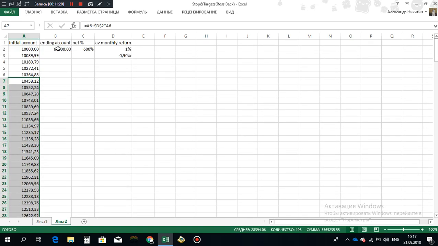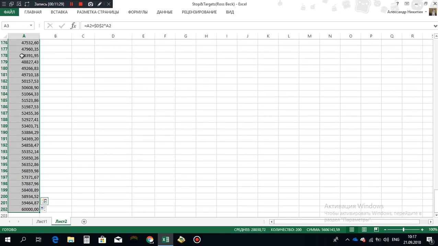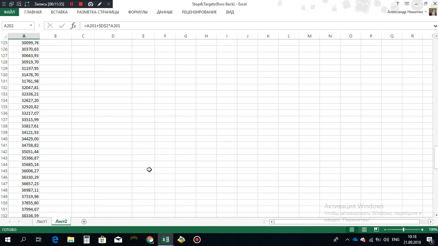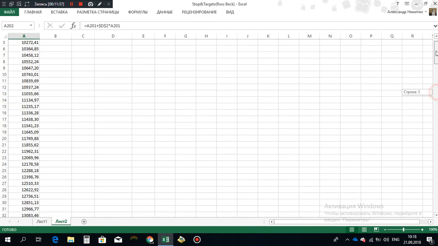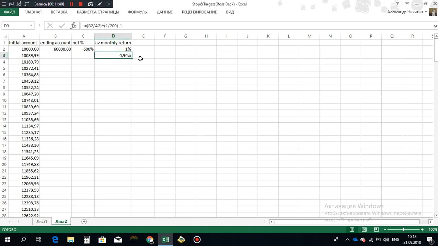Total number of trades is this. I skip this because it is 0. It is something we start from. This is trade number 1 and so on. After 200 trades, you see the number of trades, 200, we have 60K. And our average trade to trade return is 0.9. Almost 1% on average return on every trade.